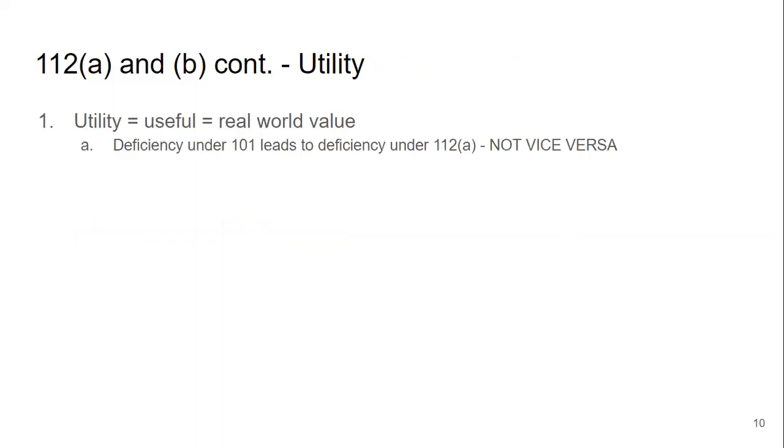So now, as we continue, this is how 112A corresponds to utility. Utility means something that's useful and of real world value. So remember, the deficiency under 101 would lead to a deficiency under 112A, but not vice versa. So that's kind of obvious, right?